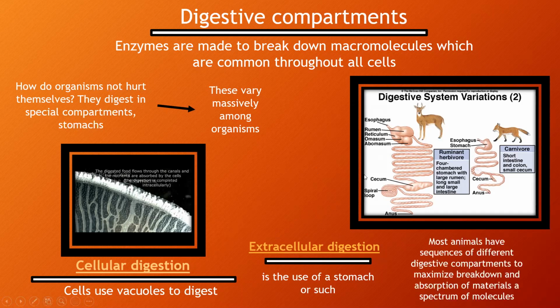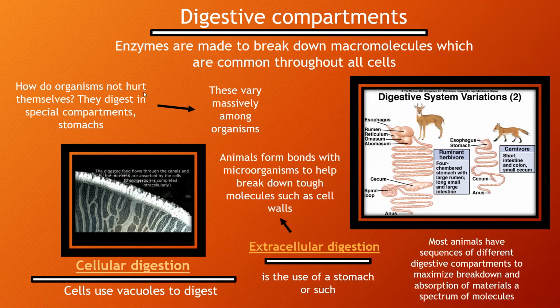But what's most important for you to know now is that most organisms have sequences of different digestive components that help them break down different materials, and each absorb a different spectrum of molecules. And so animals form bonds with microorganisms, prokaryotes, bacteria, to help them break down tough molecules, such as cell walls.